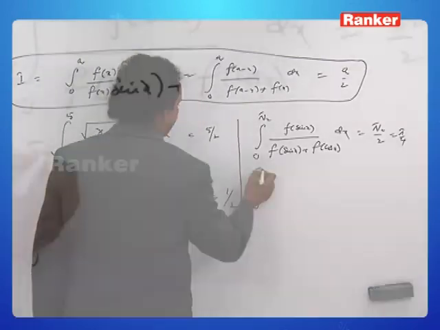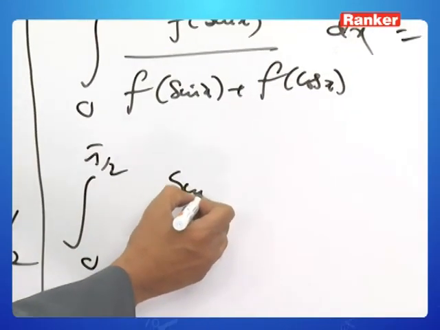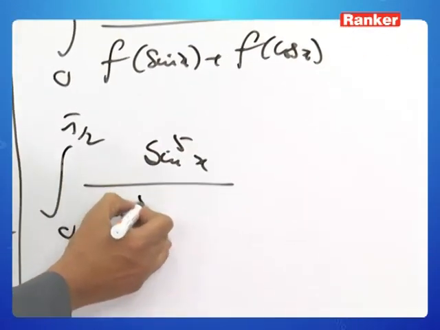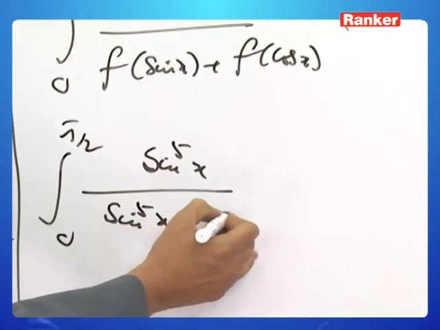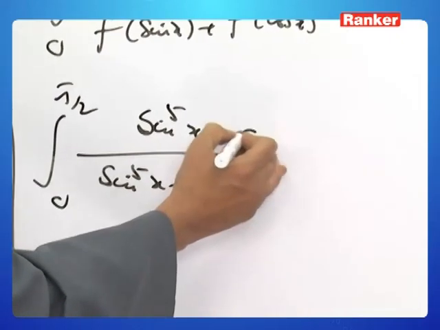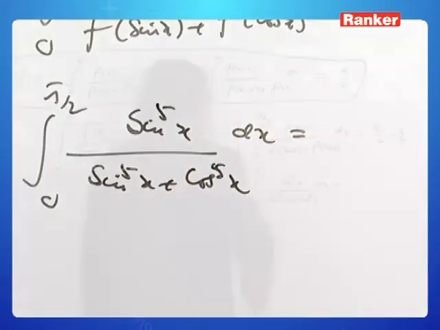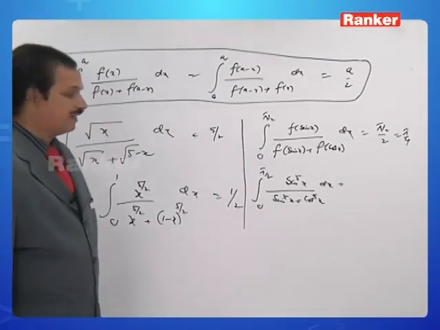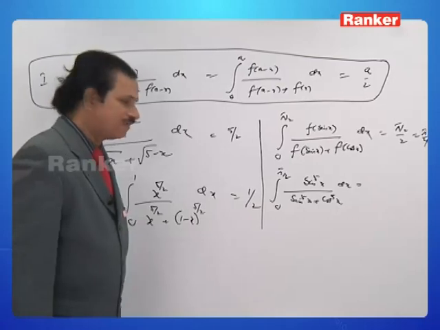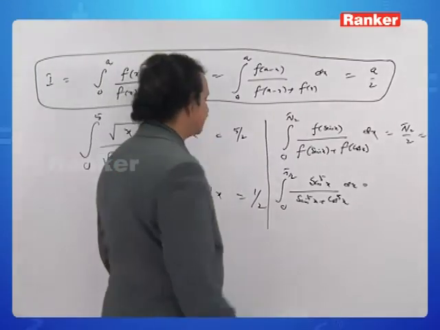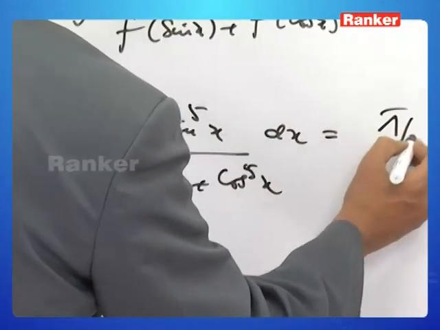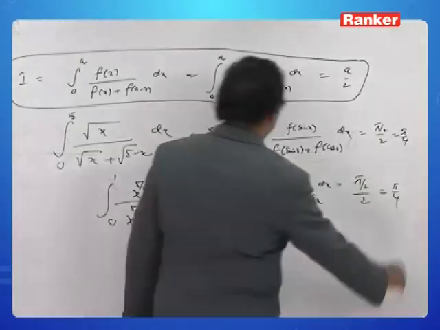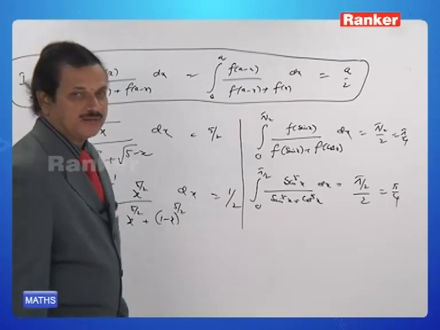Integral 0 to pi by 2 sin power 5x by sin power 5x plus cos power 5x. What will be the answer? Come on. Again, f of x is sin power 5x and f of pi by 2 minus x is cos power 5x. Again, it satisfies the condition. Again, here the answer is pi by 2 by 2. Answer is pi by 4. It is pi by 4.